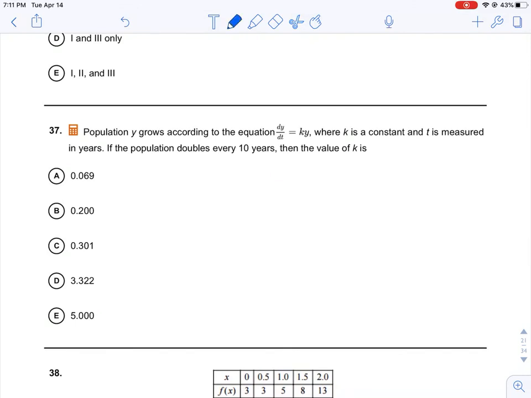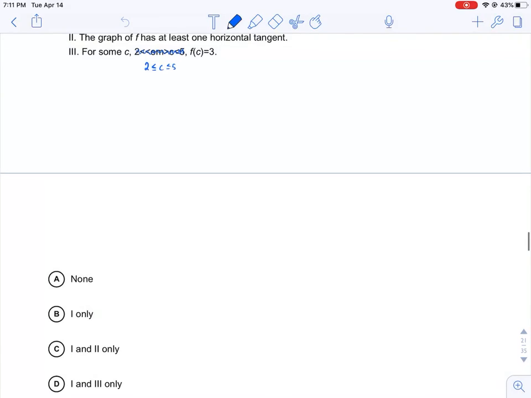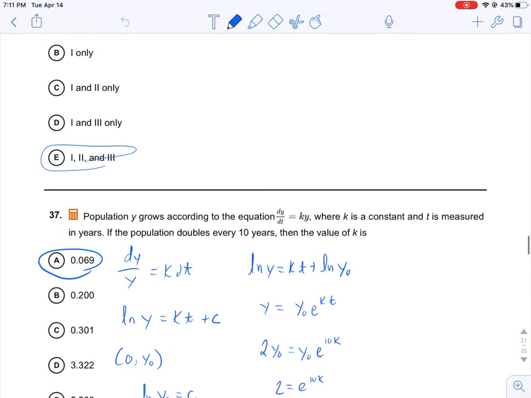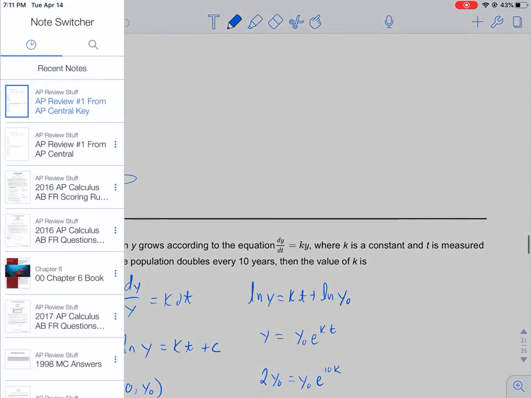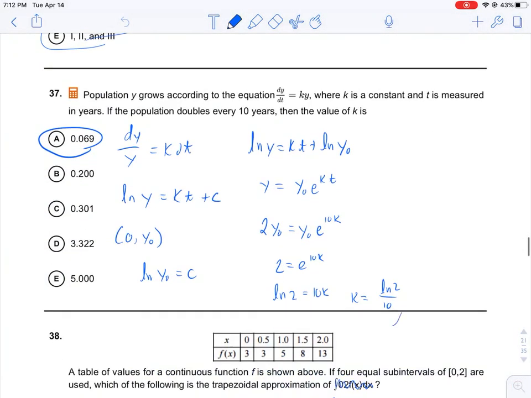All right, 37. This one, there's a shortcut here. Well, all right, let me show you the long way first. But you can find k by doing, in the end, k just equals natural log of 2 over 10. 2 is because it doubles, and 10 is because of the number of years. But I'll show you why that works here. I'll just show you on here since I already have it worked out. I did a separation of variables, but you can memorize this result, okay?